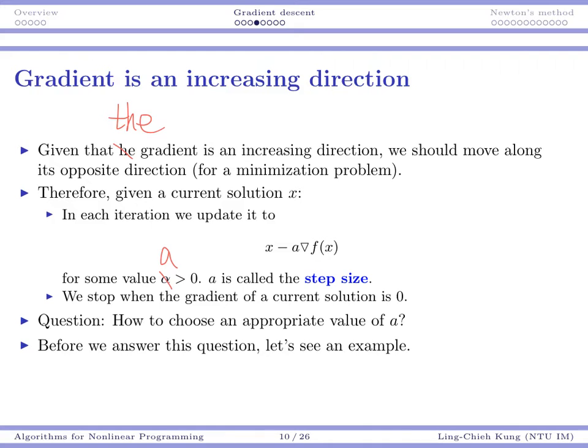If a is large, then the step is large. Otherwise, we just move a little bit. So we will keep updating until the gradient of the current solution is 0, or technically very close to 0. Then we reach a stationary point, and in many cases it's just our optimal solution. Okay, so we haven't told you how to choose an appropriate value of a, right? So before we do that, let's see some examples.